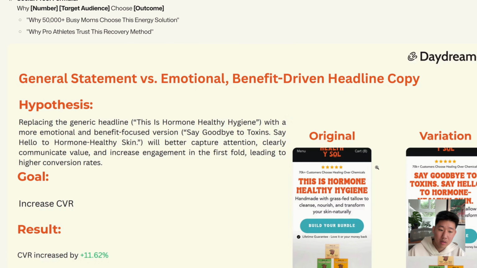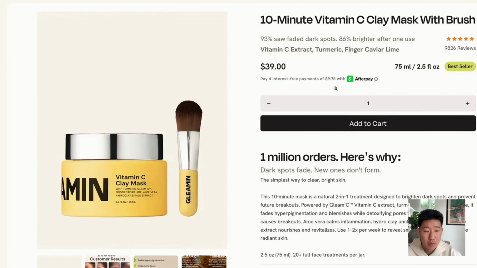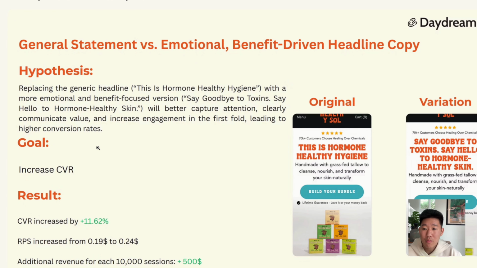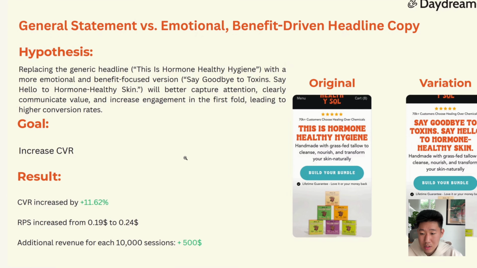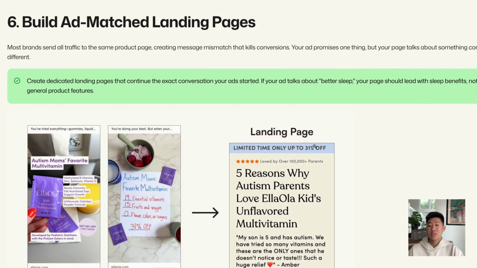This is another test that we ran for the same brand, Healthy Soul. I think it was for a landing page or a homepage, so it's not relevant to a product page like the one I'm showing you here, but the point remains of getting away from generic headlines and going for emotional benefit-focused headlines. So we tested a generic headline versus one that was more benefit driven. And of course, the more emotional headline converts better than a vague one. Say goodbye to toxins, right? Say hello to hormone healthy skin. The second part is similar, but calling out what this audience is looking for, which is to get away from these weird ingredients.